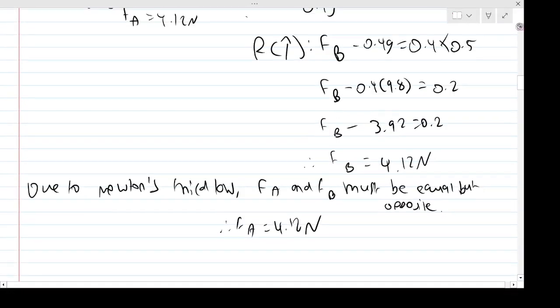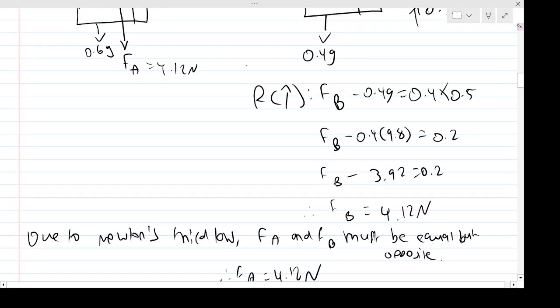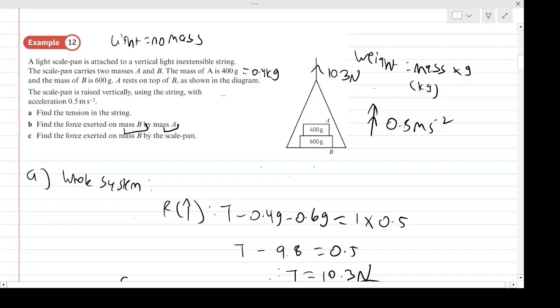So that's the key thing to remember with these sort of questions. When you've got two objects touching each other in contact in this way, they create equal but opposite forces onto one another. Okay, so there we are.